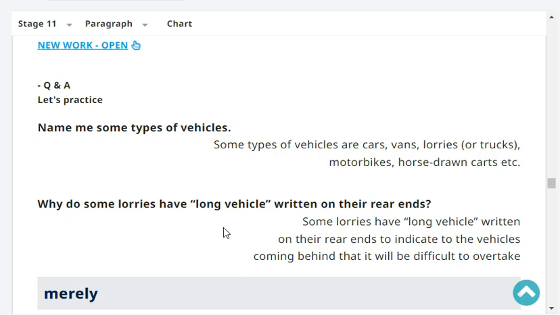Why do some lorries have long vehicle written on the rear ends? Some lorries have long vehicle written on the rear ends to indicate to the vehicles coming behind that it will be difficult to overtake. Very good.